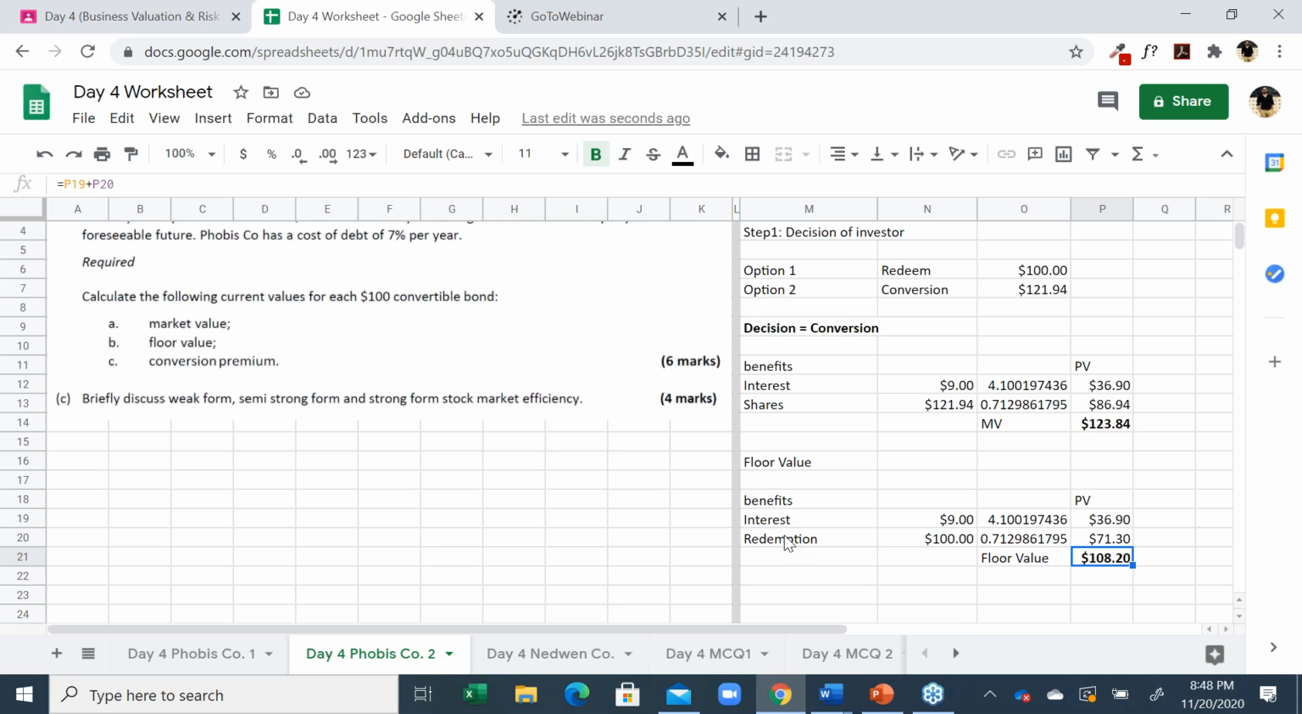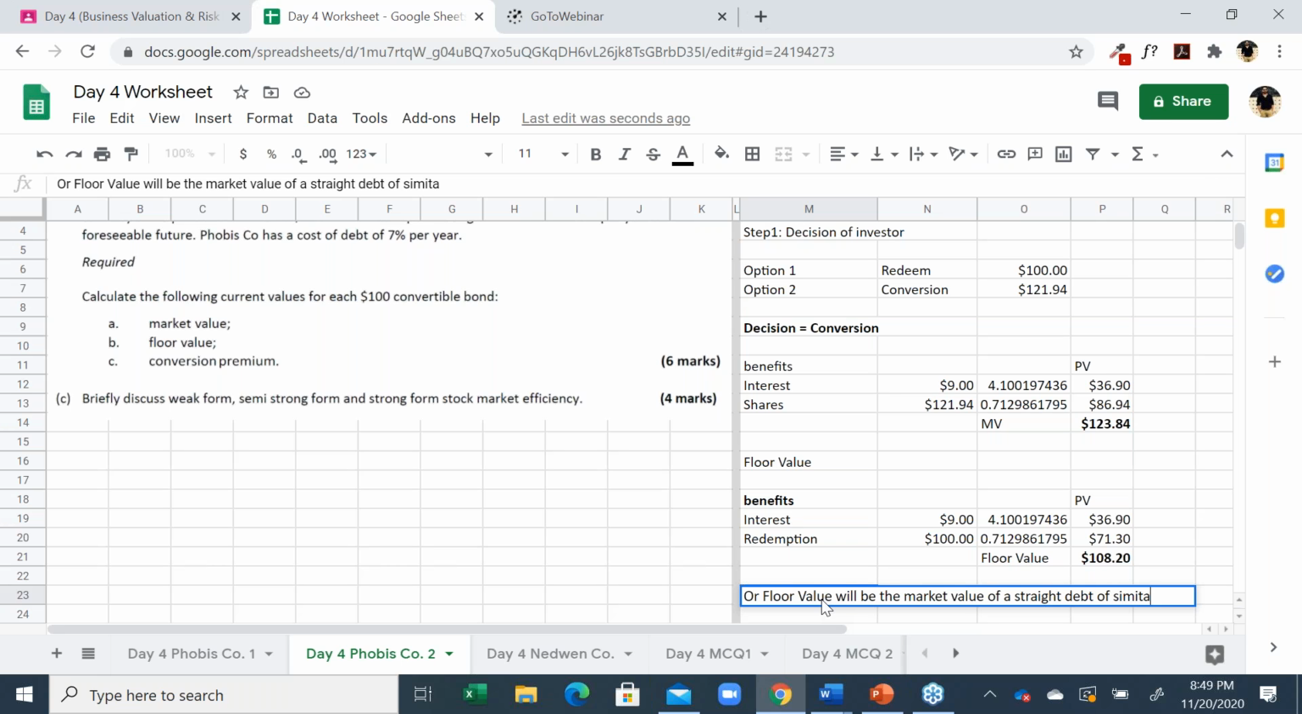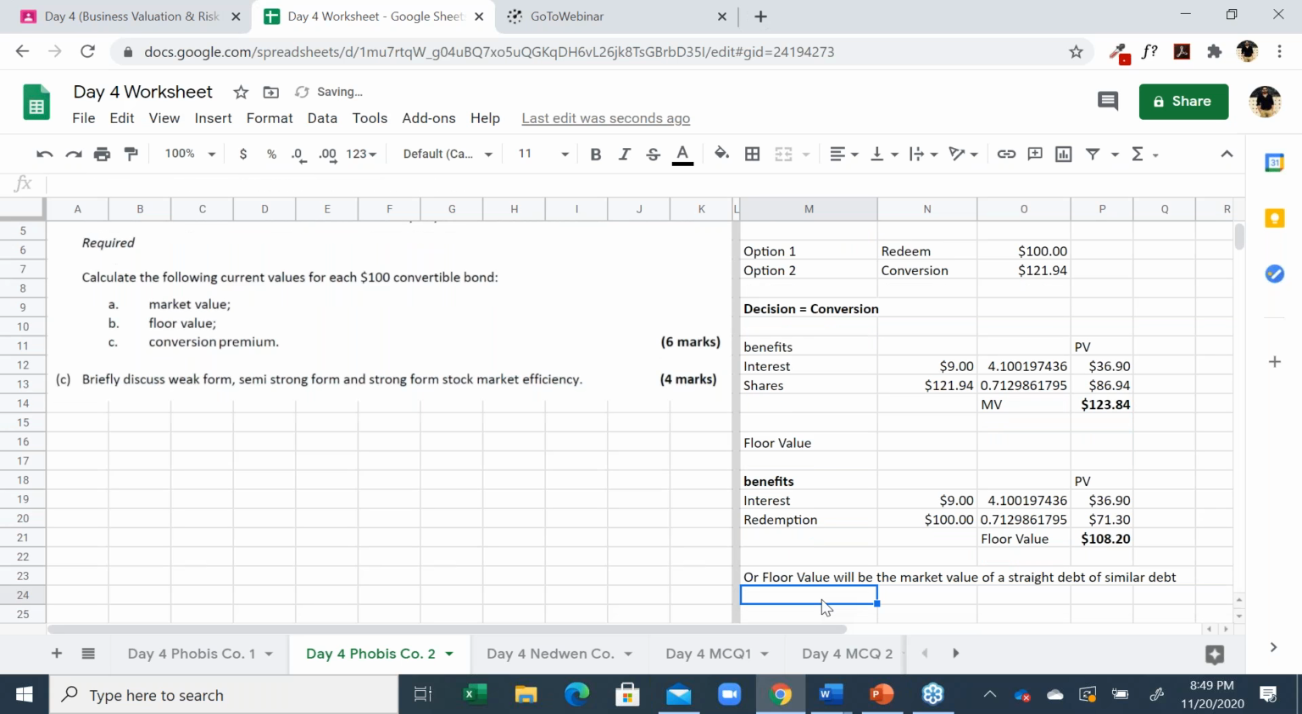So the floor value or the minimum value of the company will either be calculated with the help of these figures, or there is another way of finding out the minimum value, or floor value: it will be the market value of a straight debt of similar type, similar term, similar debt. So what does that mean?